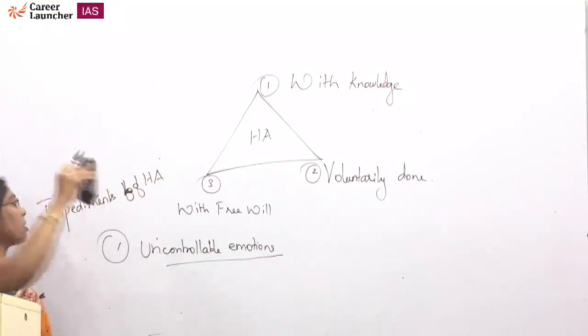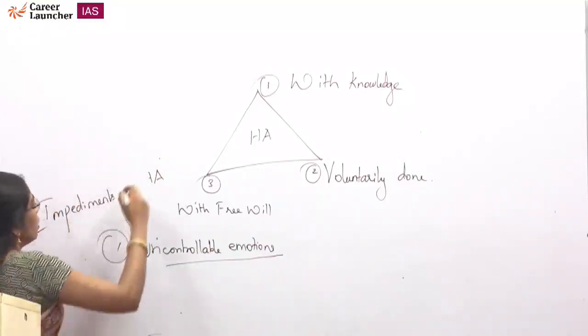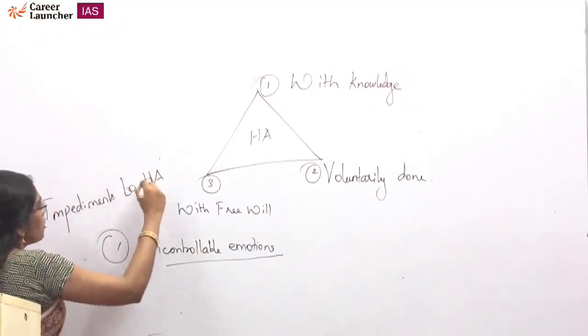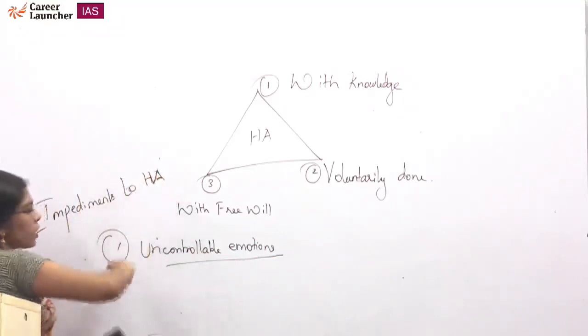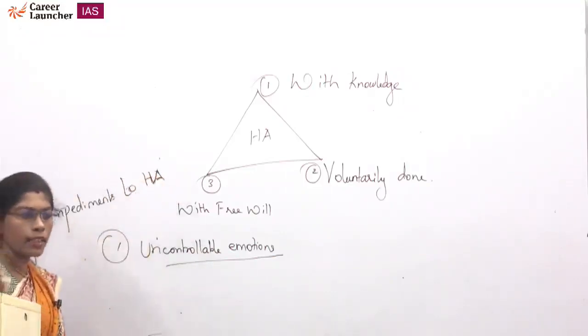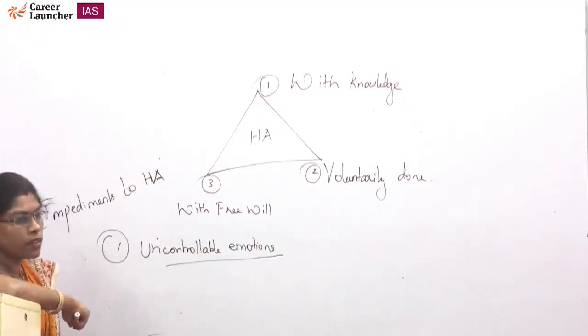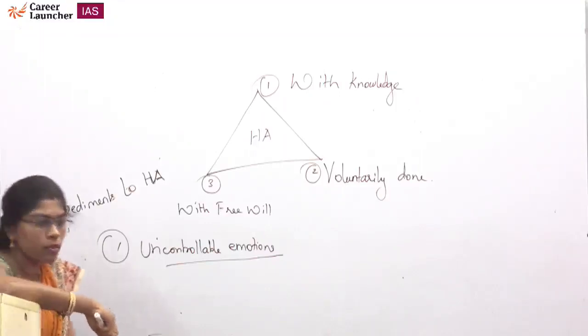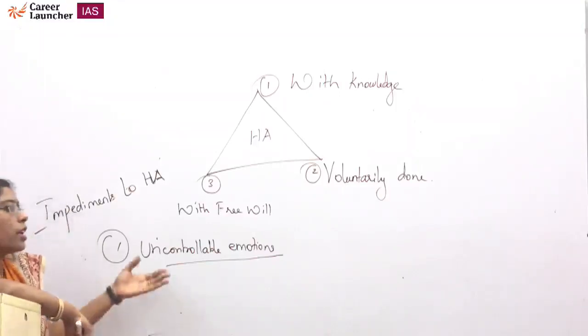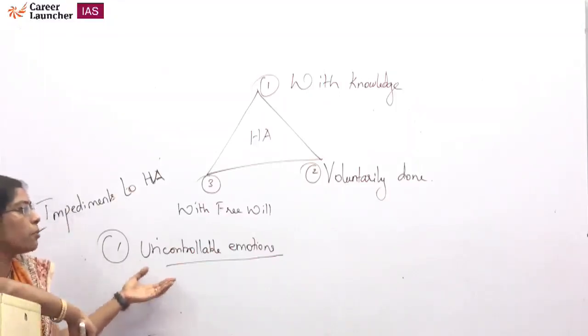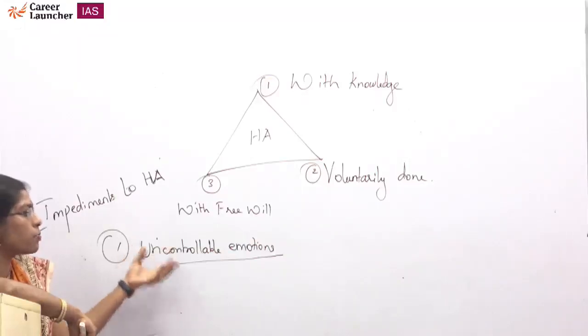Impediments to human action means, what are the things which are going to disturb a human's mind from acting in a stable manner? When you are very clear, I hope you understand this, you will be able to grasp and observe everything.